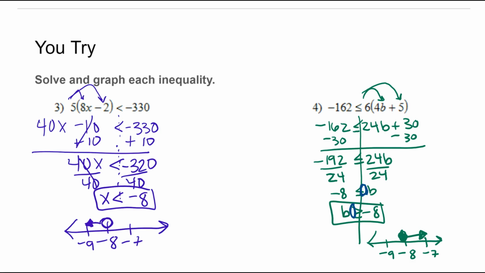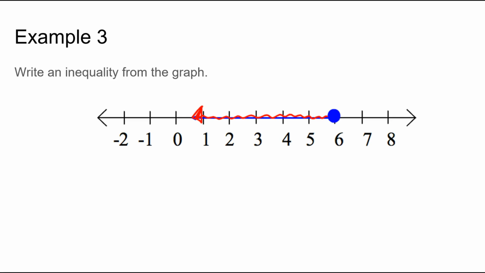We're going to do a couple more examples. This time we're given a graph. We need to write an inequality. So the best way to write an inequality is to follow the same rule that the variable must come first. So I know that x comes first. Then I know I'm going to have some symbol. And then I'm going to have a number. Well, the number is always where the dot is. So in this case, the number is 6.